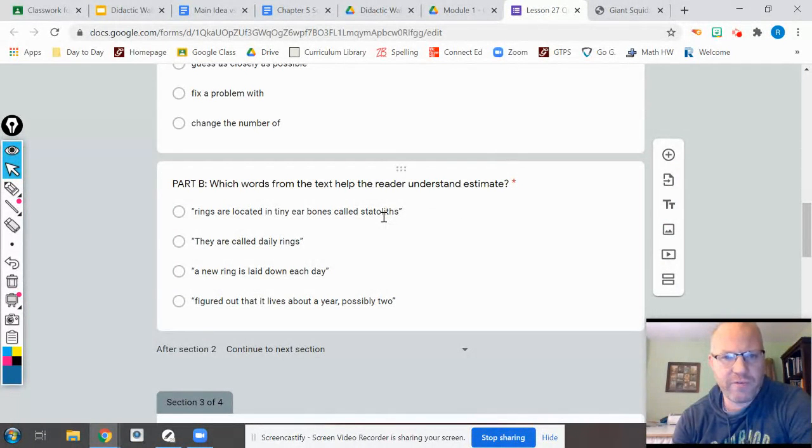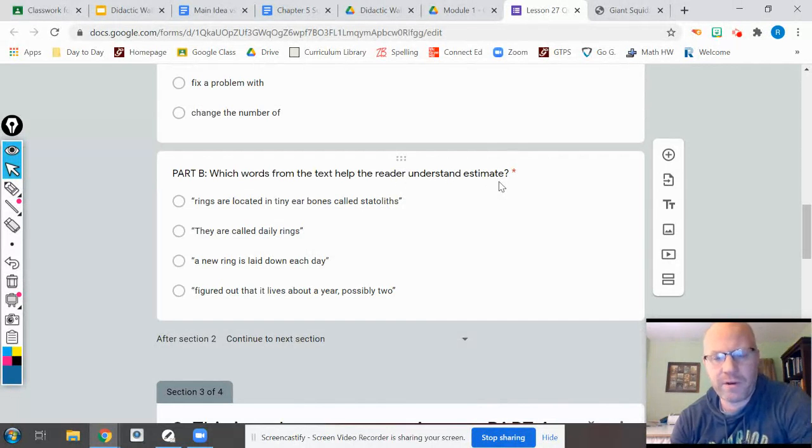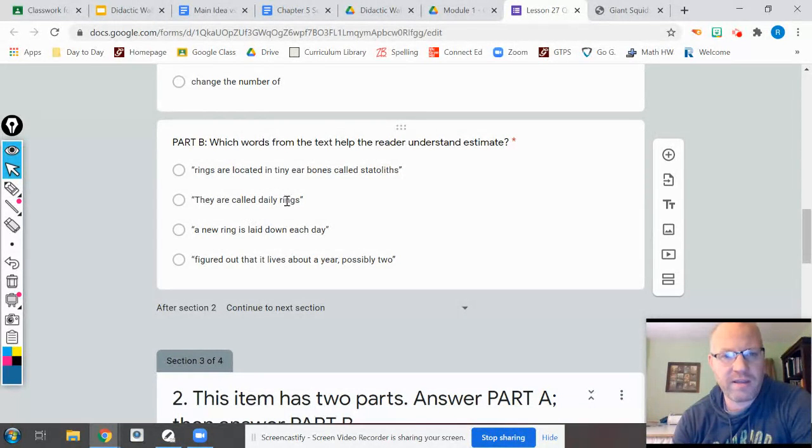So which group of words helps you understand the word estimate? Rings are located in tiny ear bones called statoliths. They are called daily rings. A new ring is laid down each day. Figured out that it lives about a year, possibly two.